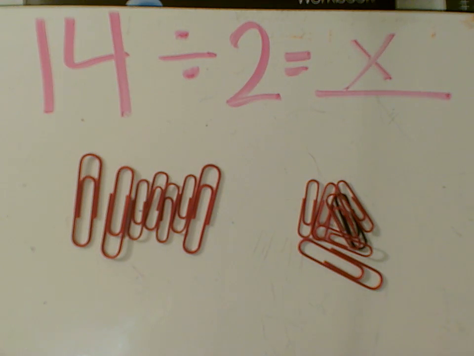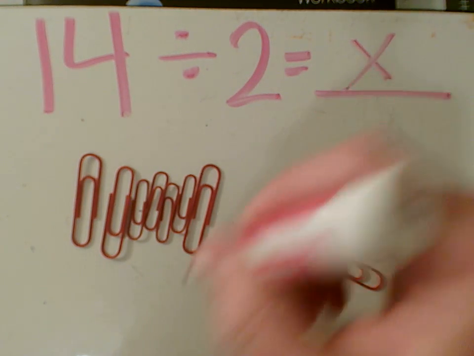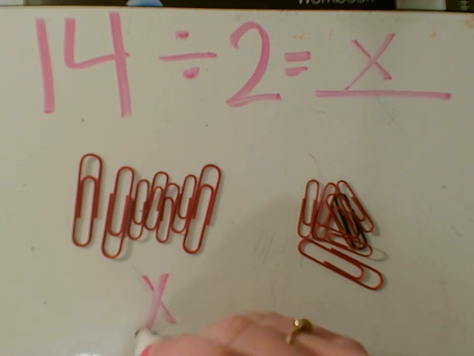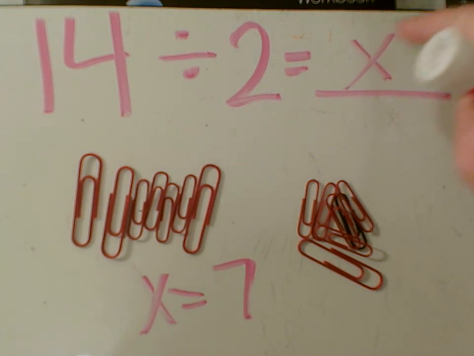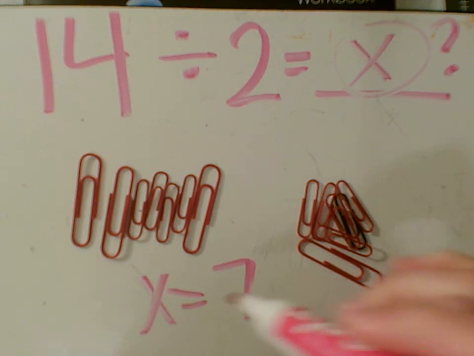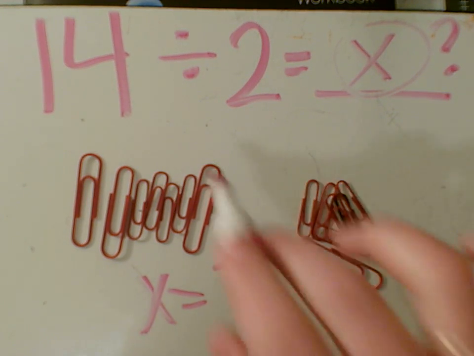So X equals 7. I could put any letter here. I could put B, I could put A. I'm just saying that this is our missing number. Okay, we're not sure what it was, but we learned that X equals 7.